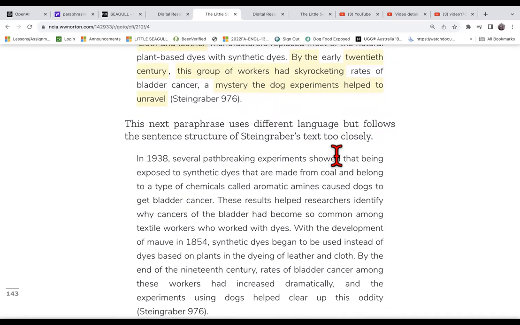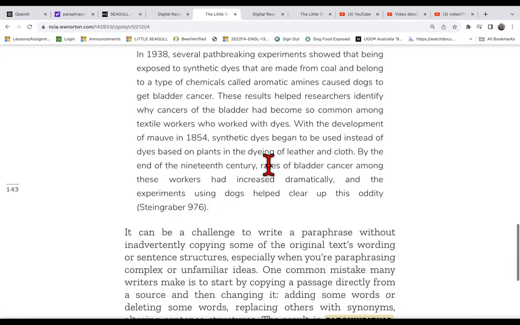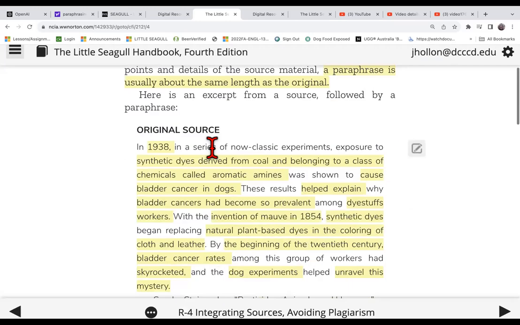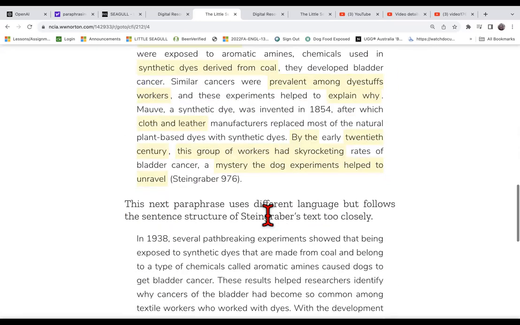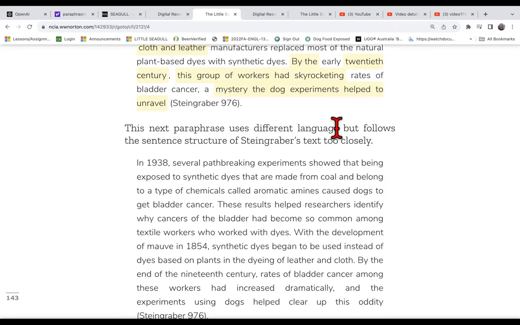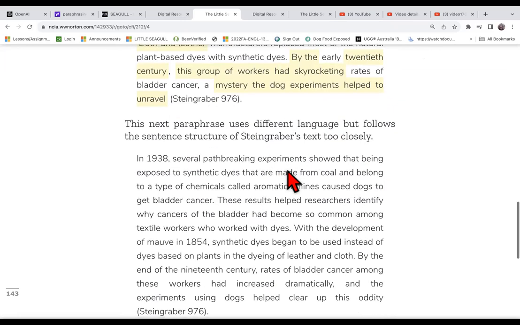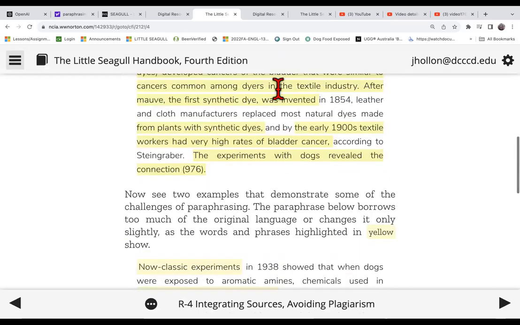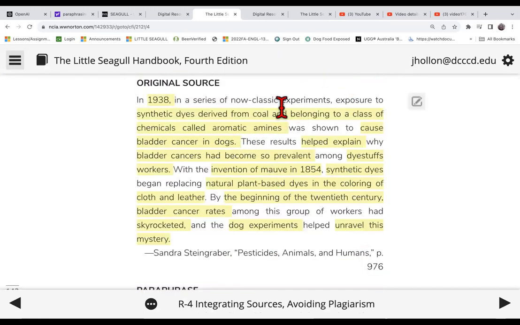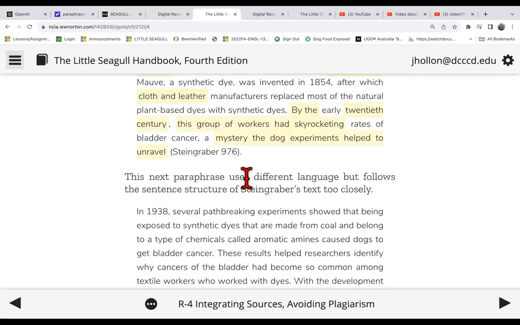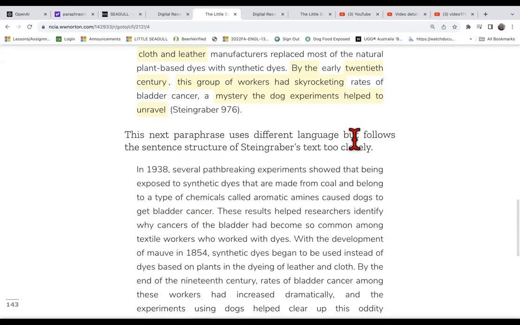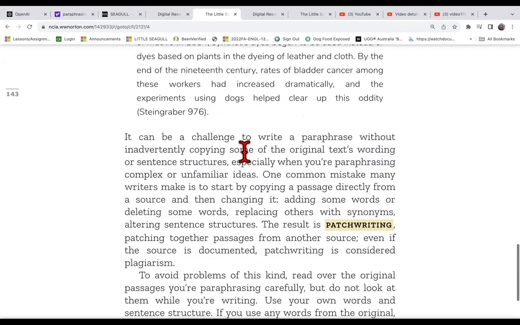Okay, this one is almost identical to the top one. You don't want to do that. Okay, so then this one uses different language, but it follows the format of the original too closely. You don't want to do that. So the next paraphrase uses different language, but follows, yeah, okay.